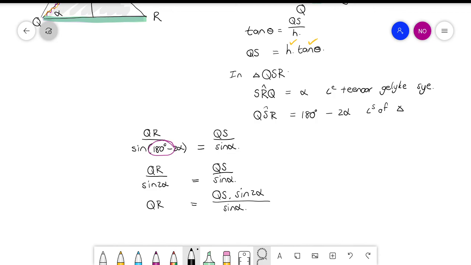Goed. Nou gaan ons net gou vinnig weer stoktyk. Ek moet uitkom by QR is gelyk aan 2H maal tan alpha cos tan theta cos alpha. Ek het klaar daai deel en daai deel sorted. So ek kort nog die 2 en ek kort die cos. Op die oomblik sit ek met sin van 2 alpha and then I also have a sine of alpha.